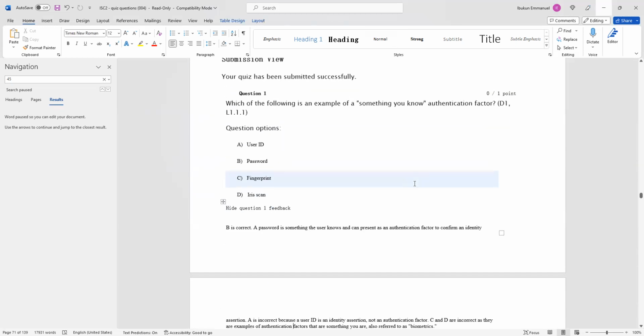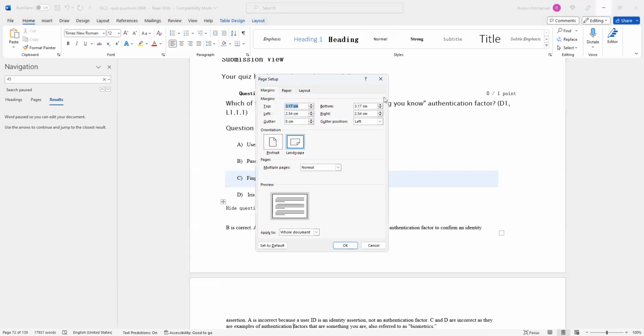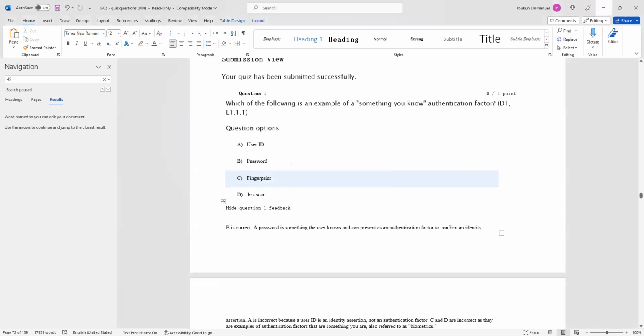Okay, now this person has done another paper. Right now, let's take a look at this one. Which of the following is an example of a something you know authentication factor? Something you know, it's definitely not a fingerprint or an iris scan or a user ID. It is a password. Why is a user ID not something you know?